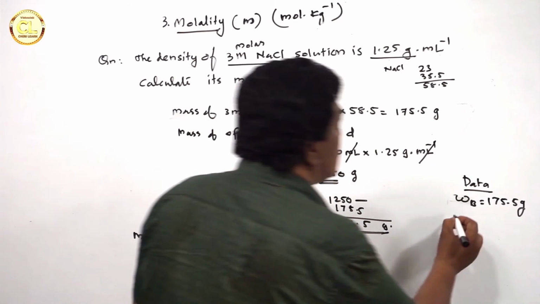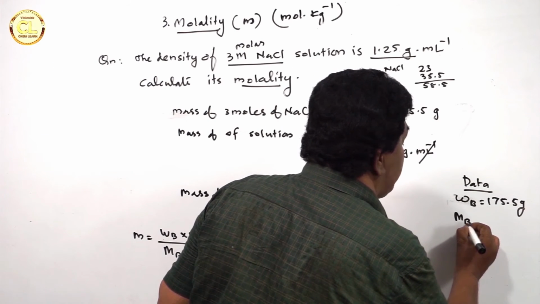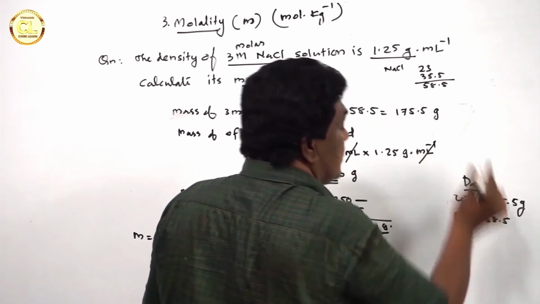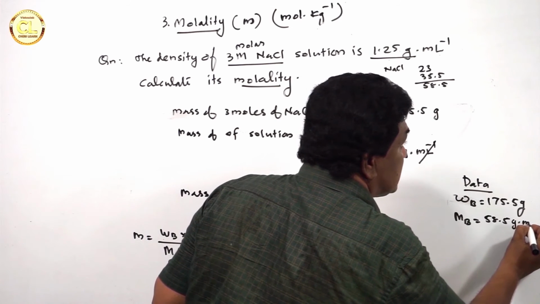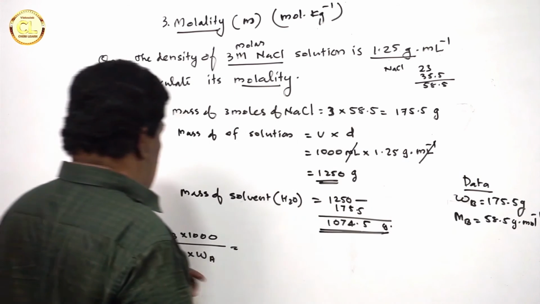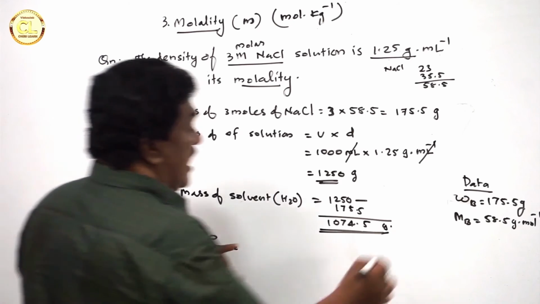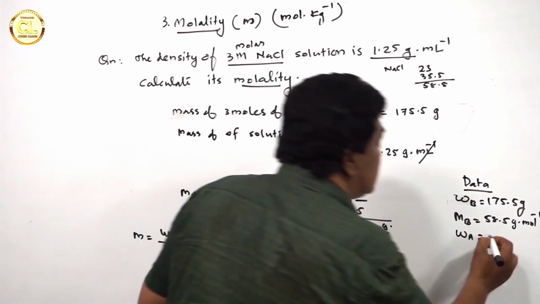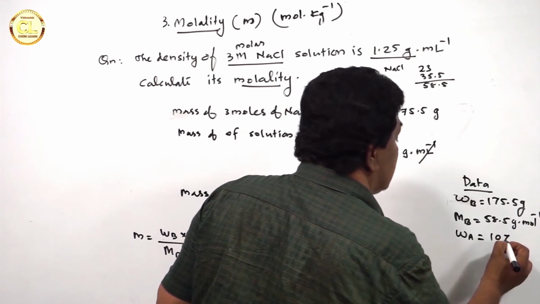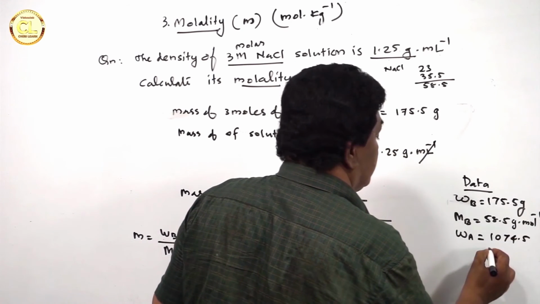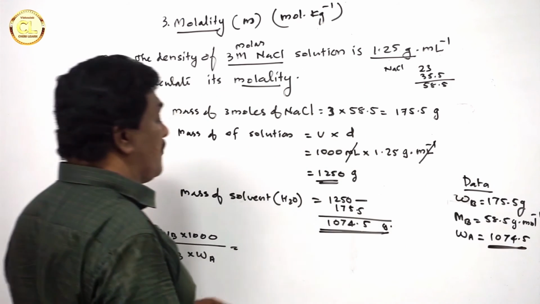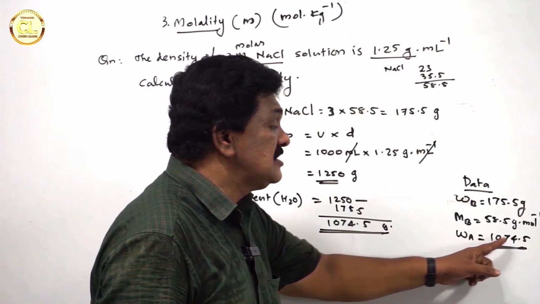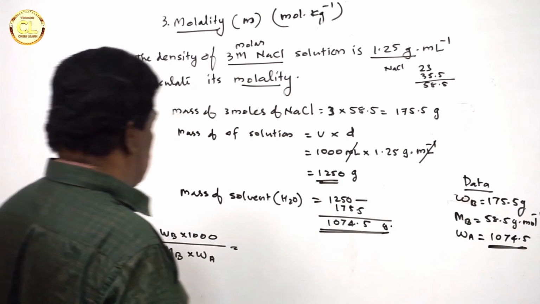Molecular mass of the solute, MB, is equal to 58.5 grams per mole. Now, WA, the mass of the solvent that we have calculated here, is 1074.5. So 1074.5 is the mass of the solvent.